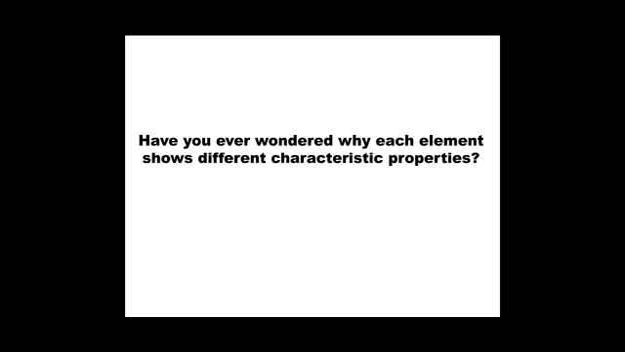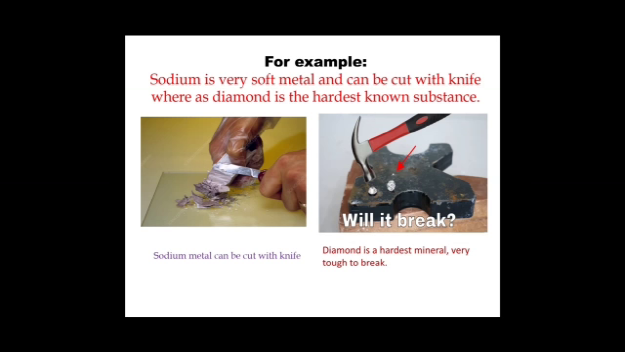Have you ever wondered why each element shows different characteristic properties? For example, sodium is a very soft metal and can be cut with a knife, whereas diamond is the hardest known substance. Sodium metal can be cut with a knife. Diamond is the hardest mineral, very tough to break.